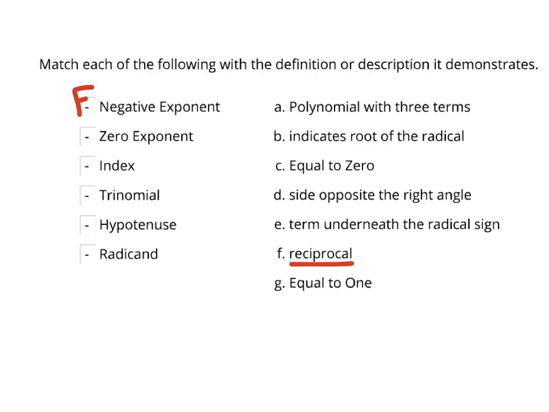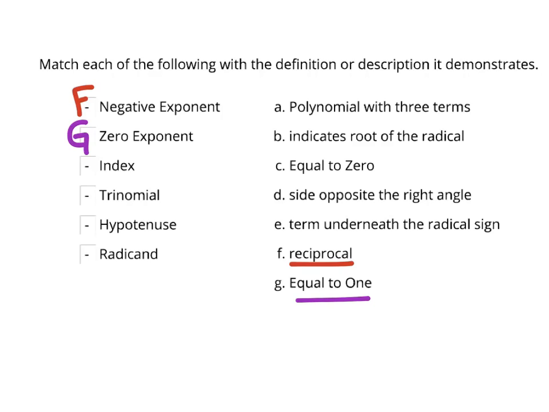A zero exponent is when we get a value of 1. And the only thing I can see that's really showing that, maybe g right here, right? So a zero exponent gives you a value of 1. And again, that's the exponent. And there's a difference between a base and an exponent.